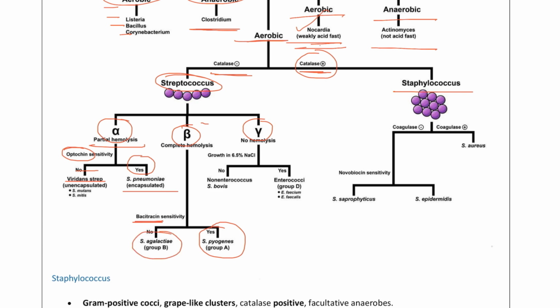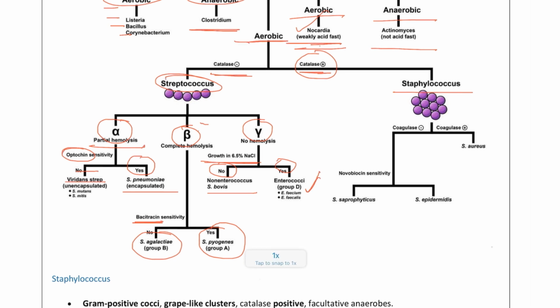Next, gamma hemolysis, sorry. This is going to be whether growth in 6.5% NaCl is present or not. If it is present, Enterococcus. Non-Enterococcus is Streptococcus bovis, which will not be positive for growth in NaCl.